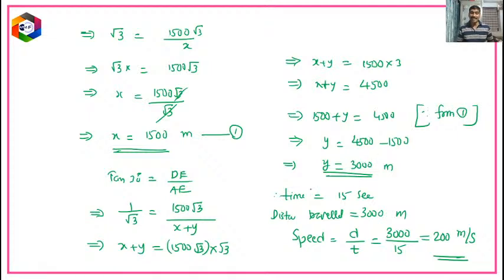Now it is asked to calculate the speed of the jet plane. This y itself is the distance traveled by the jet plane in 15 seconds. So time is 15 seconds and distance is 3000 meters. Speed is equal to distance by time, 3000 by 15, which is 200 meters per second. If you want to convert into kilometers per hour, we can multiply by 18 by 5, and we can easily get it in kilometers per hour. But whether meters per second or kilometers per hour, both are the same. So that is a very, very important question.